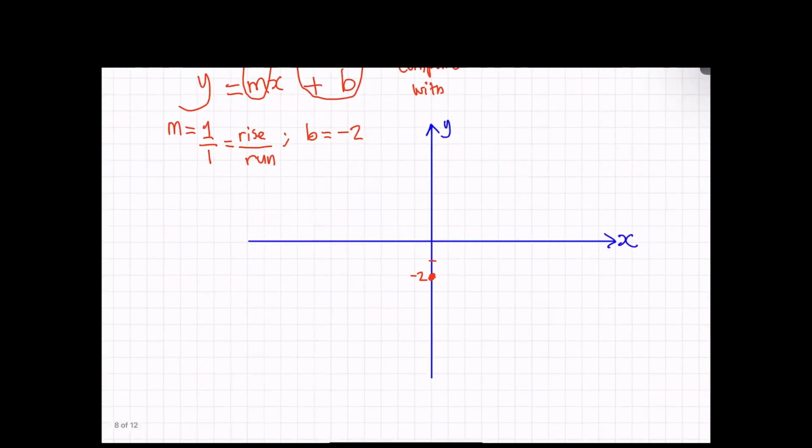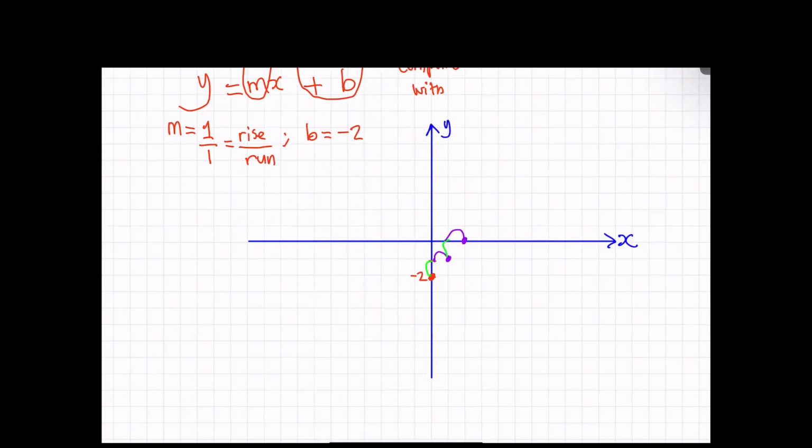So go up by 1 and then run 1. And go up by 1 again, go up by 1 and then run 1.